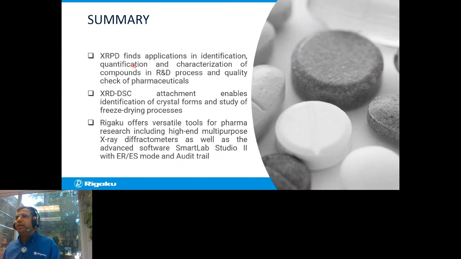So XRPD finds application in identification, quantification, and characterization of compounds in the R&D process and quality check of pharmaceuticals. XRD-DSC attachment, as I showed you, enables identification of crystal forms and study of the freeze-drying process, and Rigaku offers versatile tools for pharma research, including high-end multi-purpose X-ray diffractometers, as well as the advanced software SmartLab Studio 2 with ER/ES mode and audit trail.